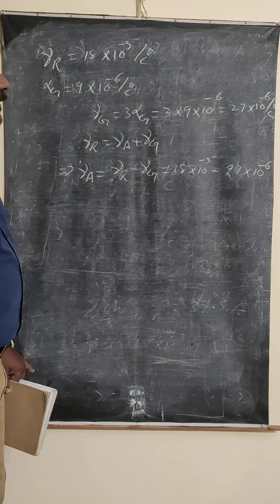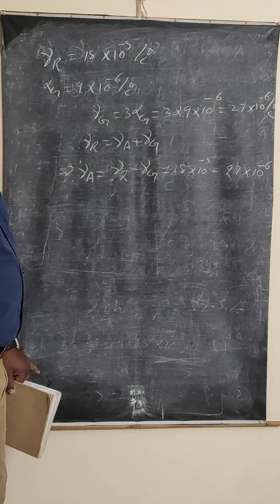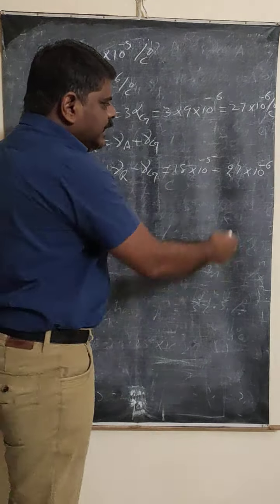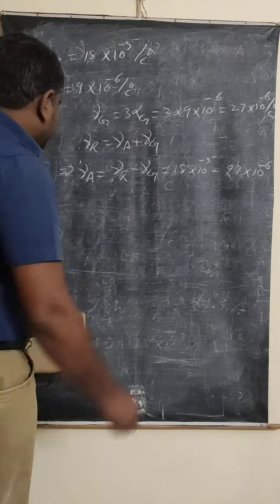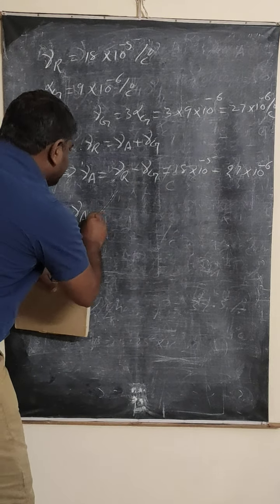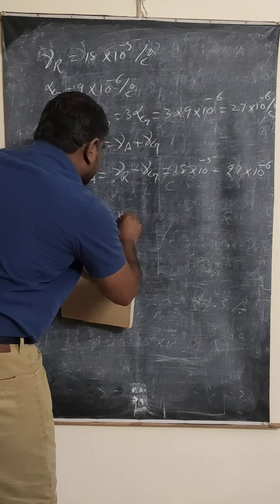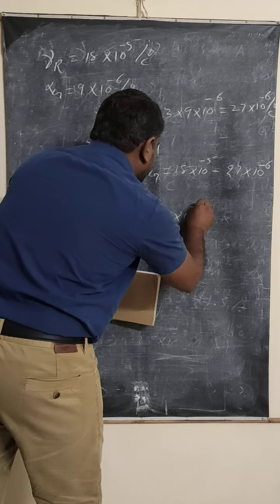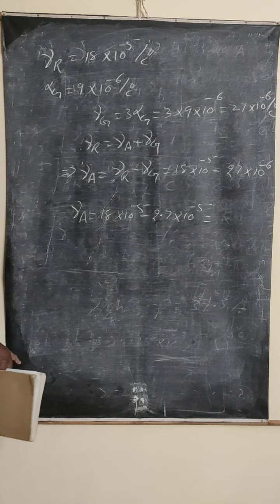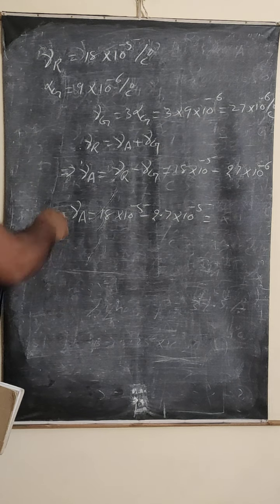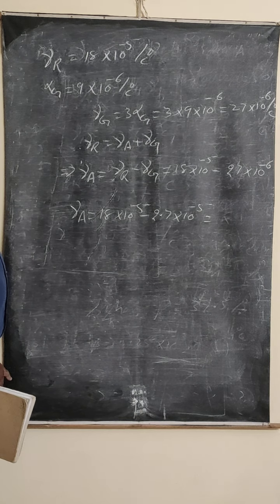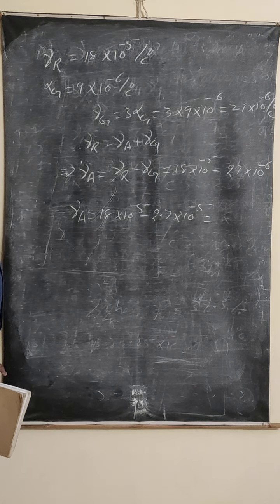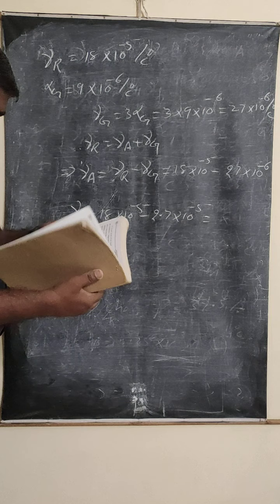If you simplify this, 27 into 10 to the power of -6 can be written as 2.7 into 10 to the power of -5. The 10 to the power of -6 is written in terms of 10 to the power of -5, so the decimal point shifts to the left. Then gamma A equals 18 into 10 to the power of -5 minus 2.7 into 10 to the power of -5. Taking 10 to the power of -5 as common, 18 minus 2.7 becomes 15.3 into 10 to the power of -5.